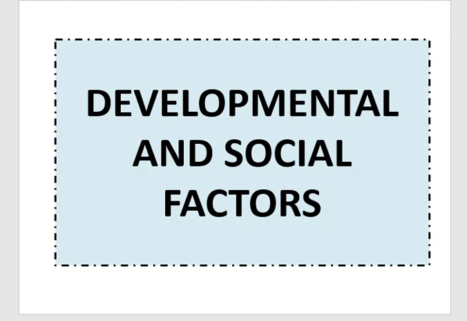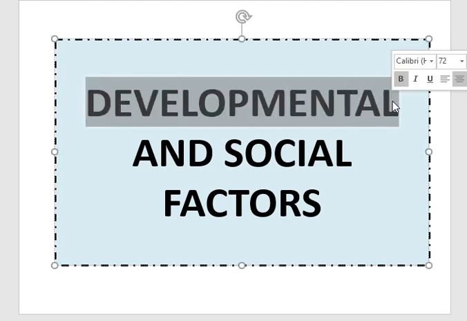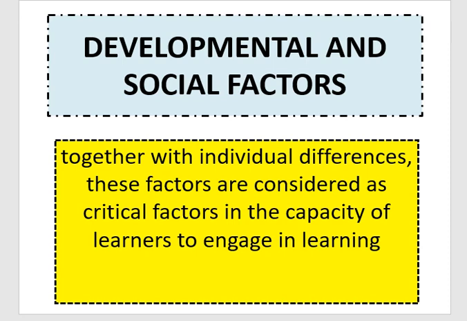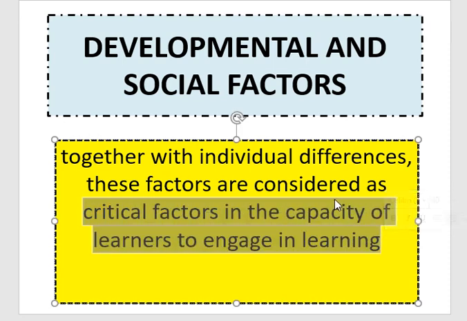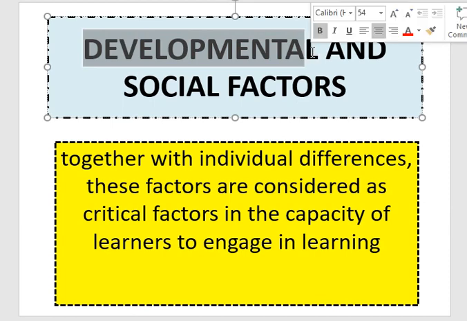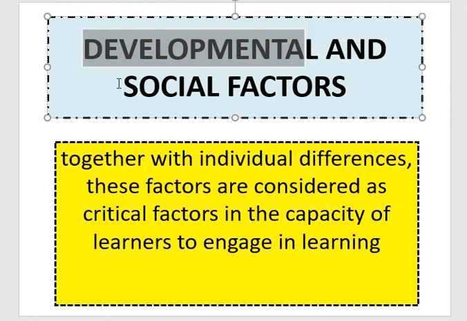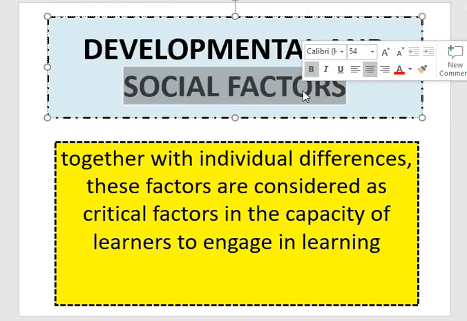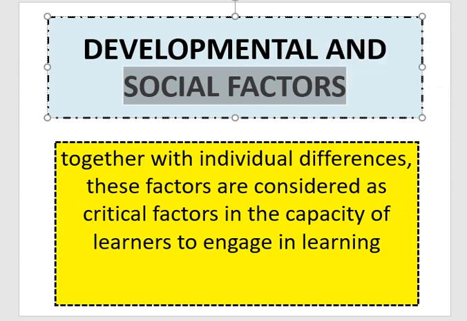First, we have the developmental and social factors. Together with individual differences, these factors are considered critical factors in the capacity of learners to engage in learning. When we say development, it talks about your heredity. It talks about your improvements. And we have your social factors. When we say social, it pertains to other people. It talks about the influence of other people, or socialization, in order for you to learn something.